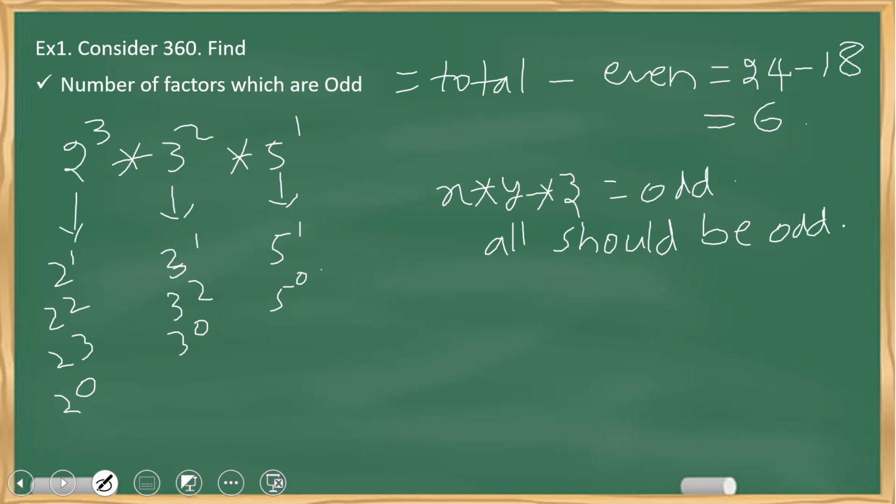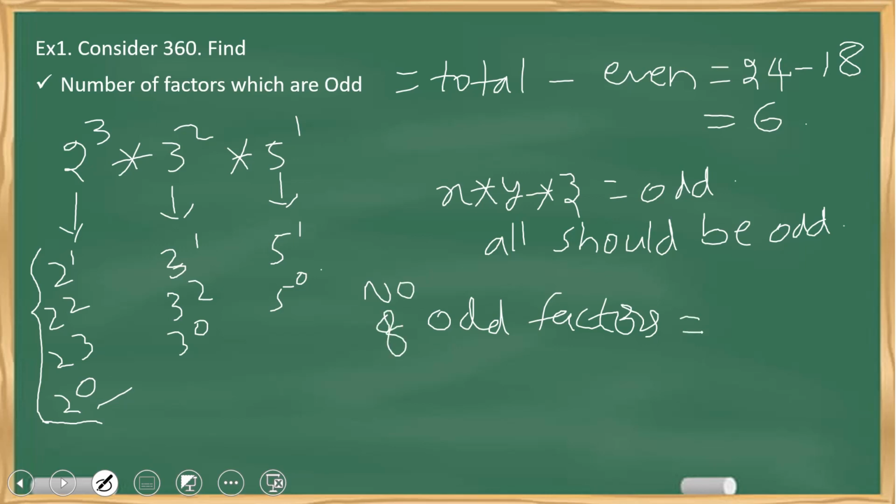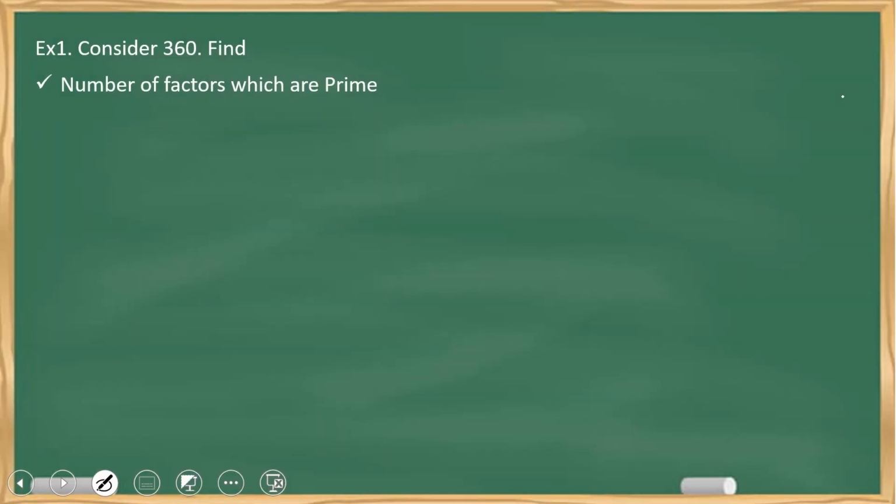Now in the 2 power values, which are odd, only one odd number. So I can write number of odd factors is equal to, there is only 1 in 2 powers. And how many odd factors are here? 3. And how many odd factors are here? 2. So total 6 factors are there, which is the same as here. Got the point here?